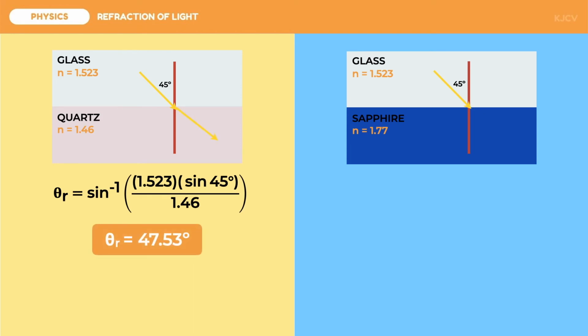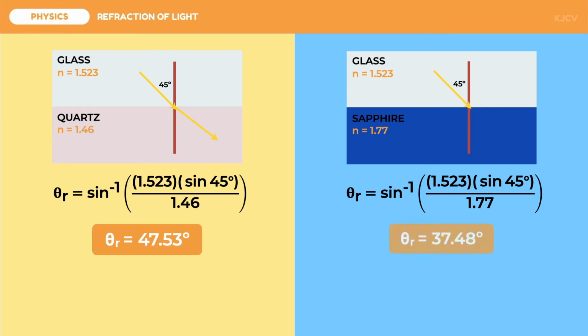On the other hand, we have the inverse sine of the index of refraction of glass, which is 1.523, multiplied to the sine of the angle of incidence, which is 45, all over the index of refraction of sapphire, which is 1.77. This expression should result in an angle of refraction in the sapphire layer of 37.48 degrees.